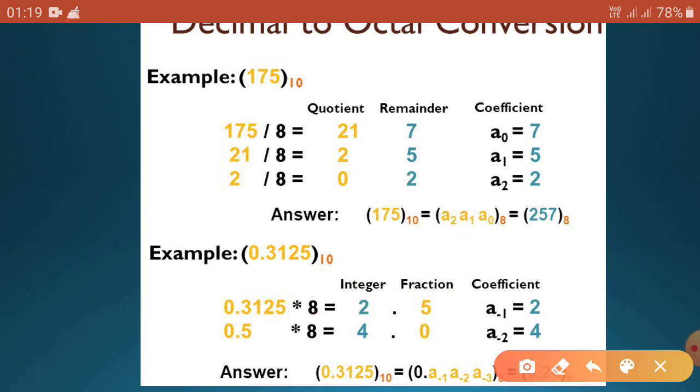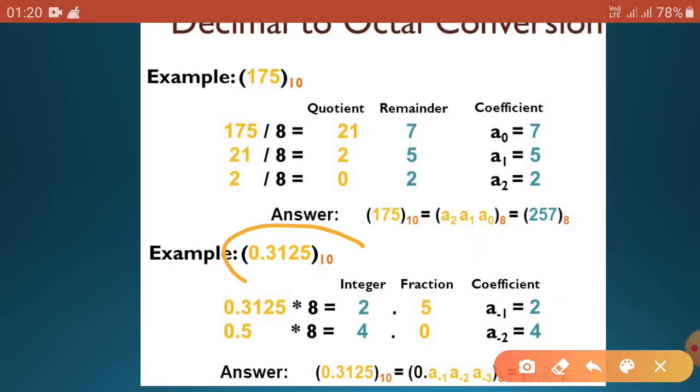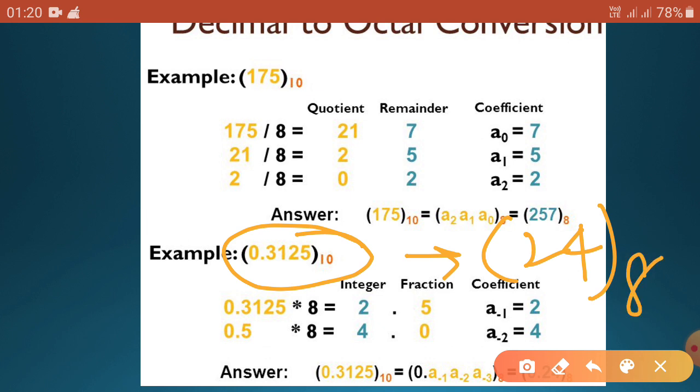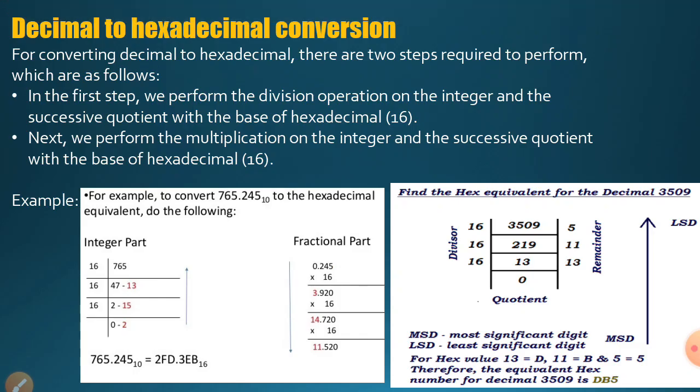So what is the number? We have to take the number from top to bottom here because it is the fraction. When it is not a fraction, we collect the remainders from bottom to top, and when it is a decimal fraction, we collect the numbers from top to bottom. So for this decimal number, the octal number will be 24 base 8. Okay, thank you. Go to the next slide.